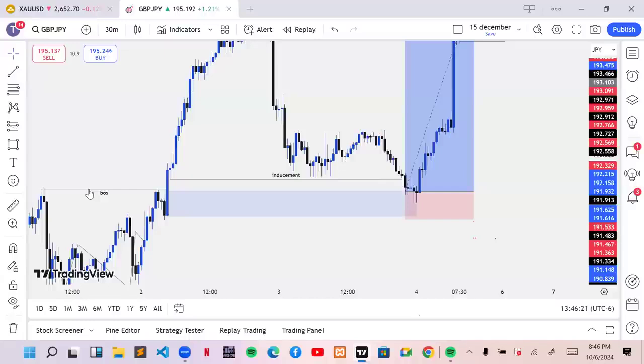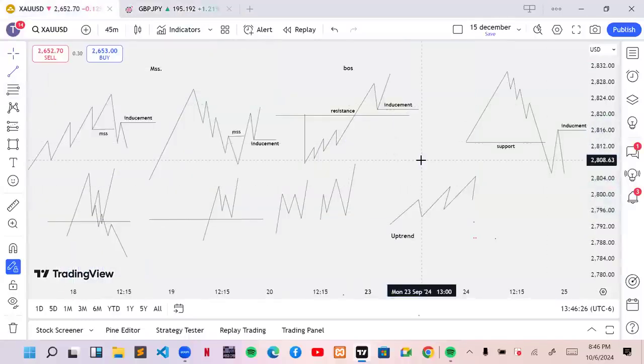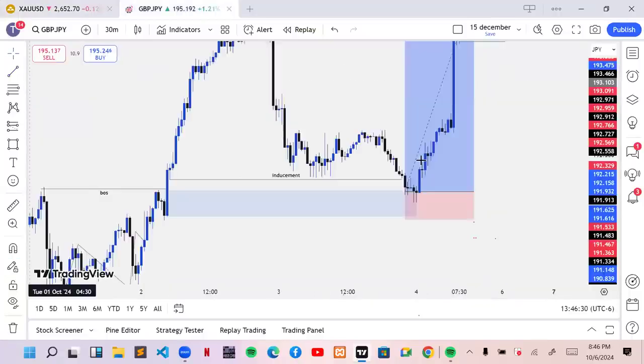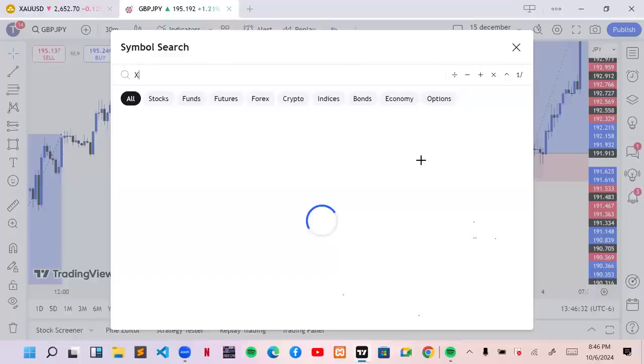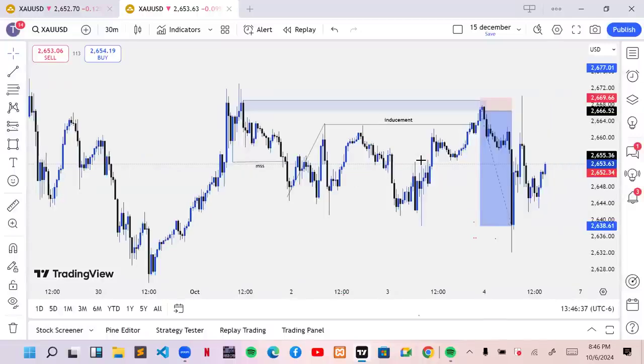I've gotten my inducement right here. Same thing as this gold. I've gotten my gold. So for gold, I've gotten my market structure shift right here, and I've gotten my inducement right here. So like I said, the inducement is the first valid pullback that the market makes after a shift in market structure or a break of structure. That is what your inducement is. That is what I use as my liquidity.